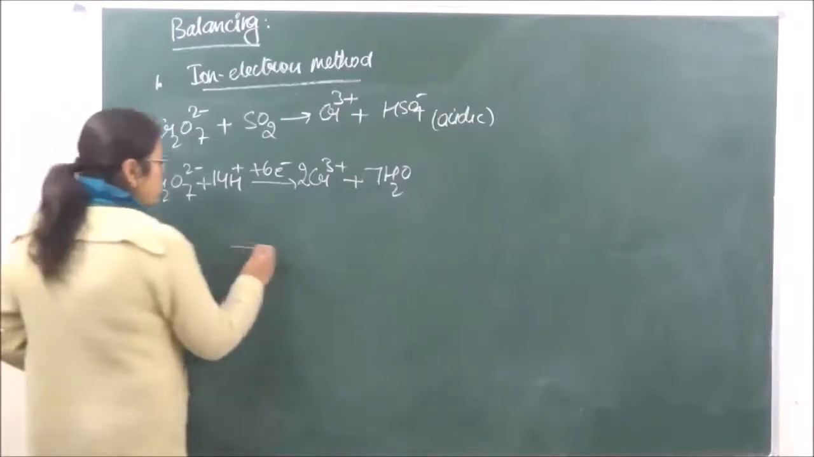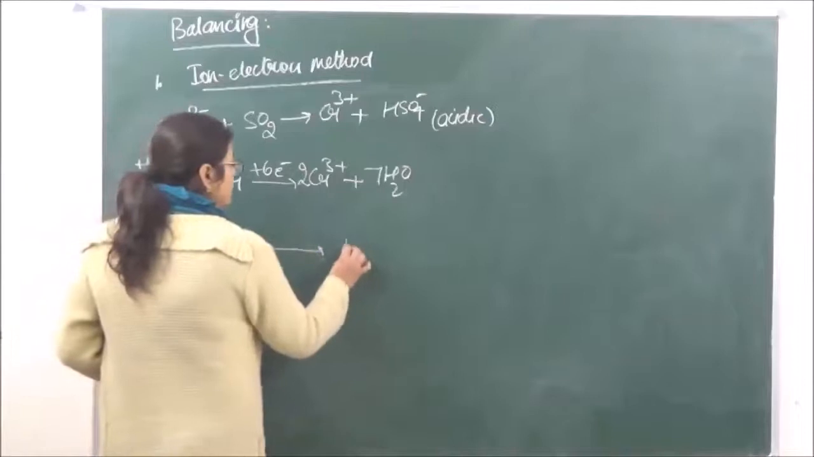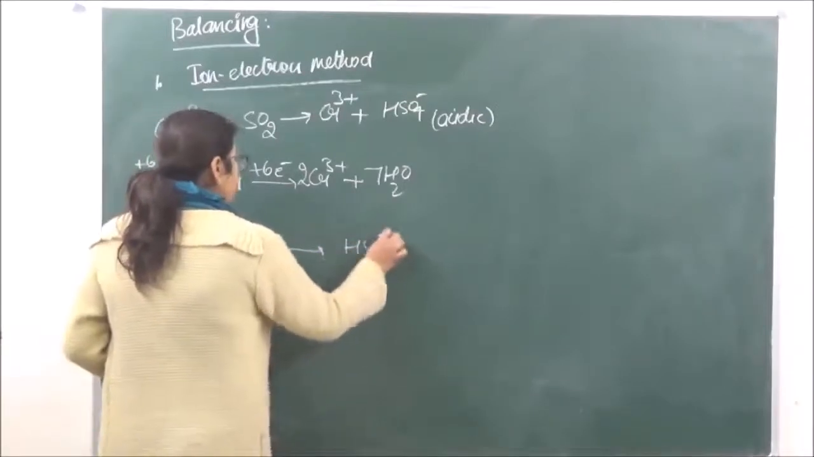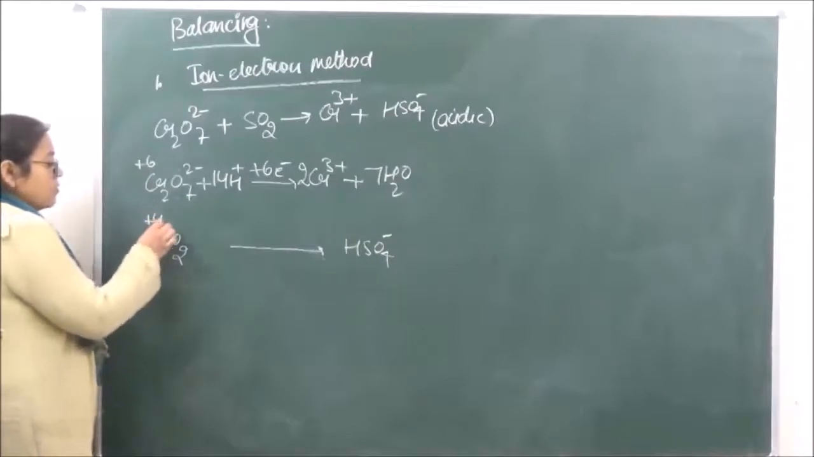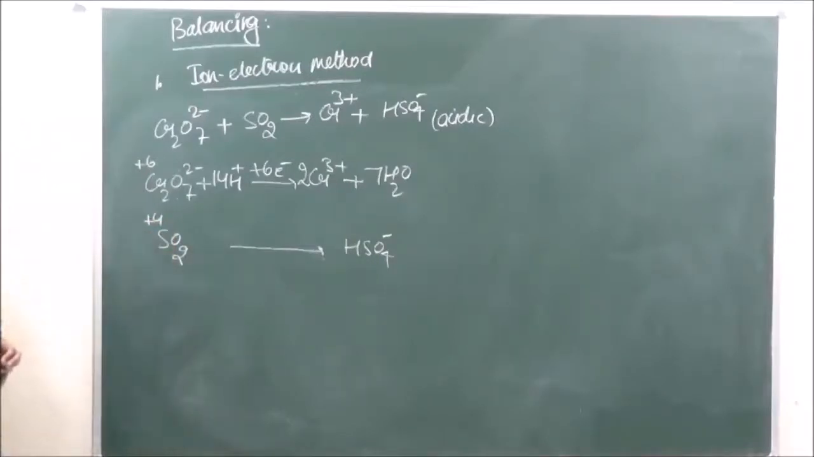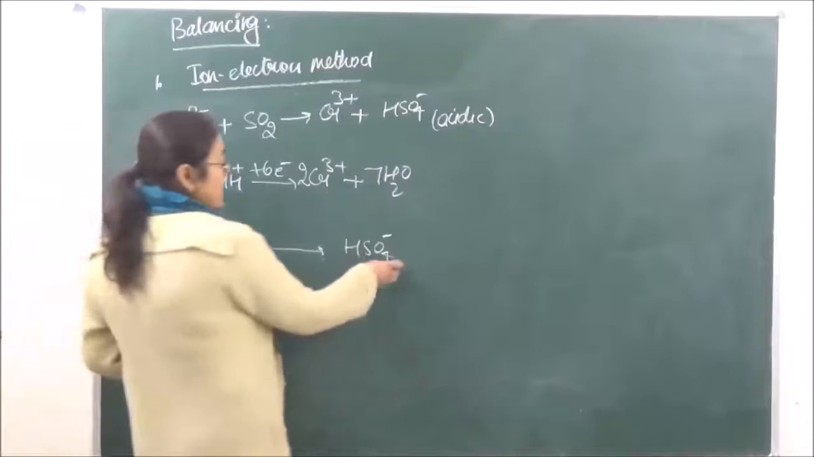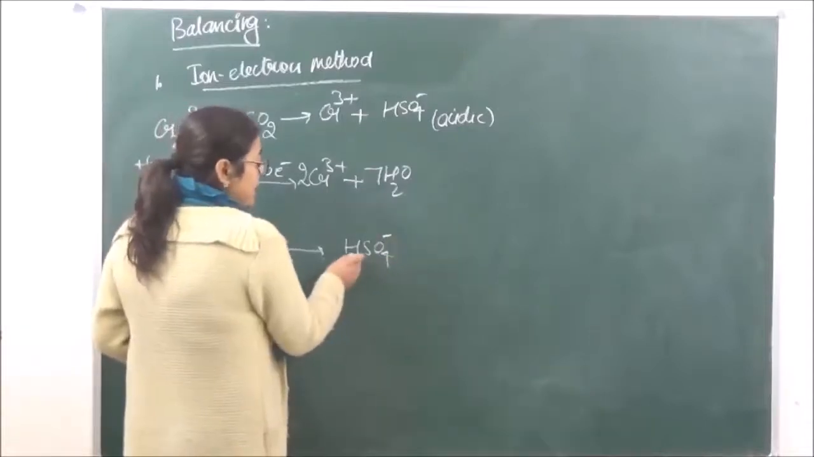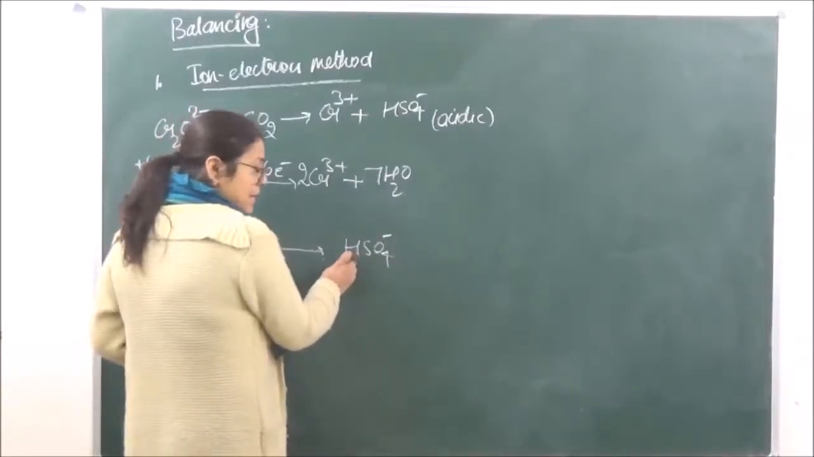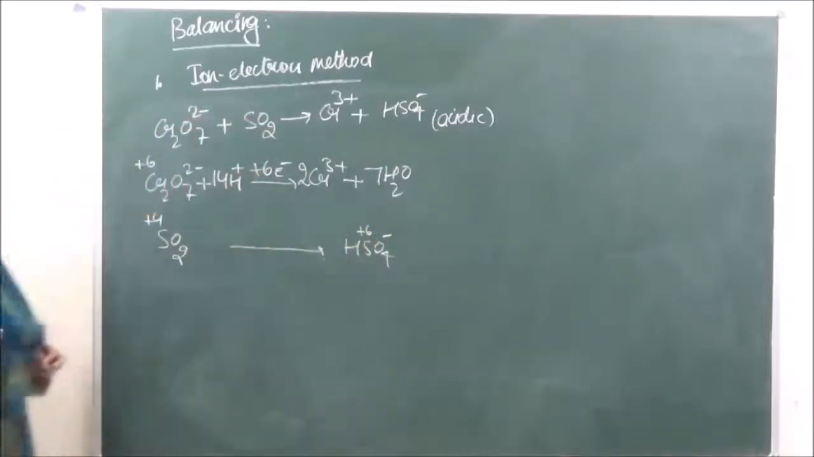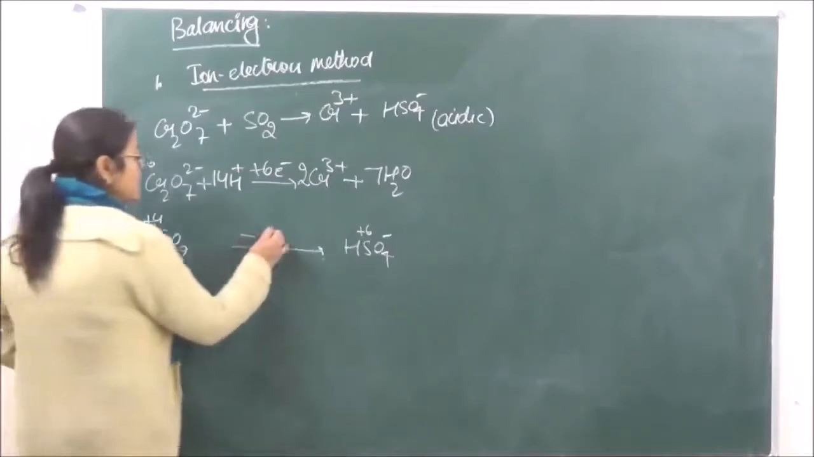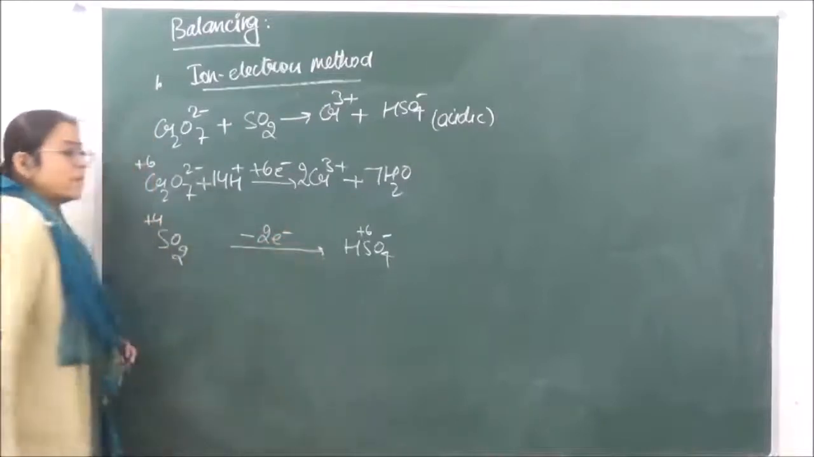We have SO2 to give HSO4 negative. When you're looking at the oxidation number of sulfur over here, it is going to be plus 4. और यहाँ पे आप देखो 4 2s are 8, 8 minus 1, 7, 7 minus 1 is going to be 6. ठीक है? So what is the number of electrons exchanged over here? 2. So there are minus 2 electrons.